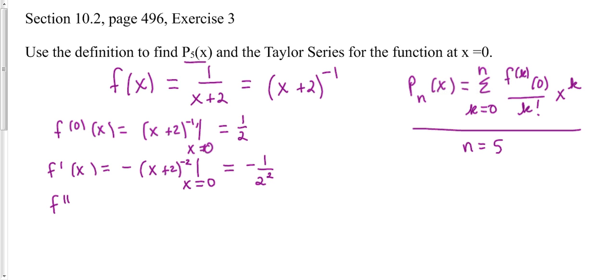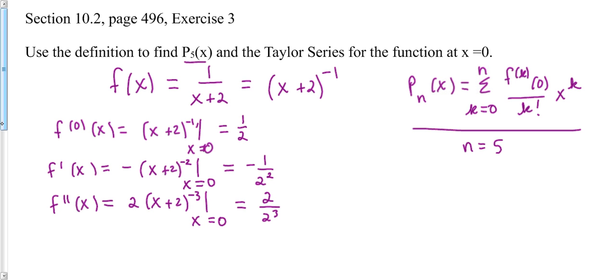And that's going to give us negative 1 over 2 squared. Take our next derivative here, our second derivative. And again, we're going to take that power and bring it down. So now we're going to have positive 2 times x plus 2, now to the negative 3, evaluated at x is equal to 0. And when we do that, we're going to get 2 over 2 cubed.